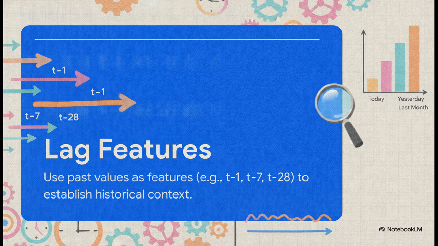By using these, we are explicitly feeding the model historical context. Notice the notation here on the screen. That T-1 represents exactly one time step ago. If you want the model to compare today to the exact same day last week, you just feed it a T-7 lag. You're quite literally copying yesterday's data or last week's data into today's rows so the algorithm can finally see them side by side.